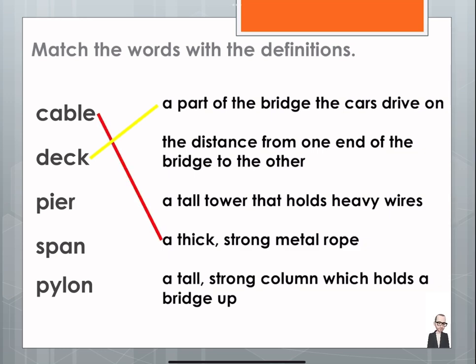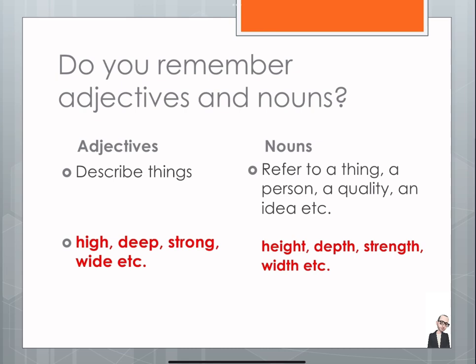So, cable. A cable is a thick, strong metal rope. Pier is the next one. That's a tall, strong column which holds a bridge up. Span will be the distance from one end of the bridge to the other. Now, sometimes a span is also called the distance between the 2 pylons. So it can be the distance between 2 pylons or the entire length of the bridge. Okay, and surprise, surprise, pylon is a tall tower that holds heavy wires.